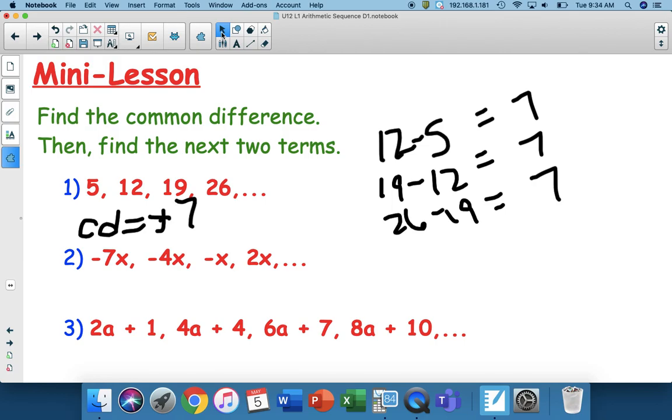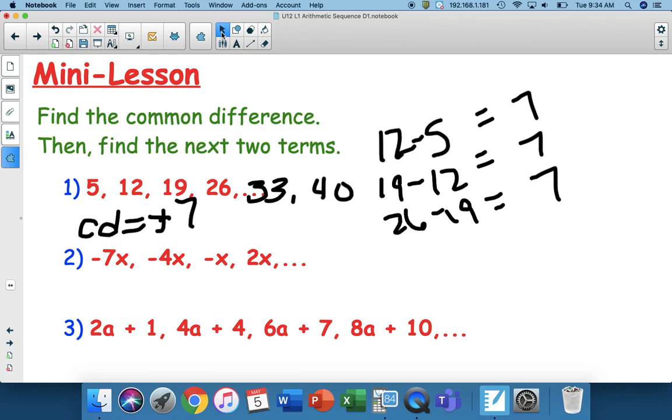We're going to add plus 7. Now, the next step is to find the next two terms. So we just add 7 to the last term. 26 plus 7, I hope you see, is 33. And then 33 plus 7 is 40. Those are your next two terms. So that's all you're doing. You're subtracting one term from the next term, finding your common difference, and then adding it to each.